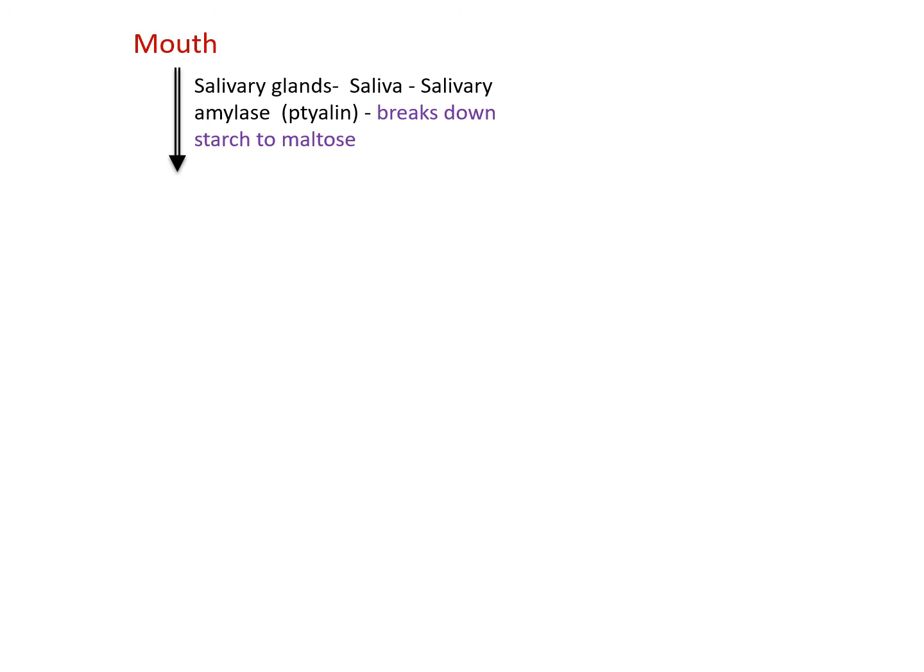The food then enters the pharynx, which is a common opening for the respiratory system and the digestive system. From here, the food enters the esophagus, that is the food pipe. The esophagus shows peristaltic movement, that is, the rhythmic contractions you can see in the esophagus, which help the food to pass through the pipe and then enter into the stomach.